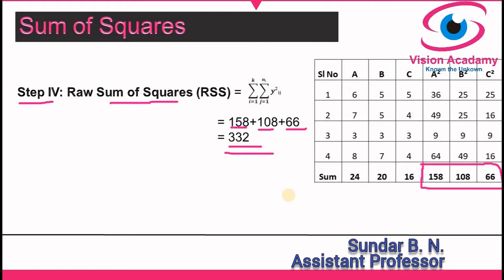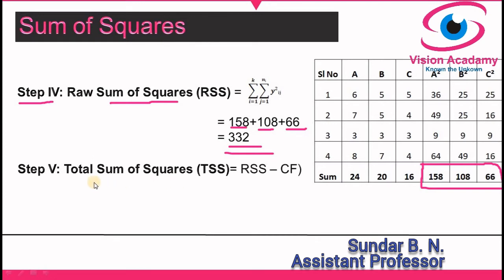After step 4 let us consider one more sum of squares, that is step 5, the TSS, the total sum of squares. The formula for TSS is RSS minus CF, raw sum of squares minus correction factor. Raw sum of squares for this problem is 332, and the correction factor is 300. So 332 minus 300, our total sum of squares in this example is 32. So we also finished step 5.